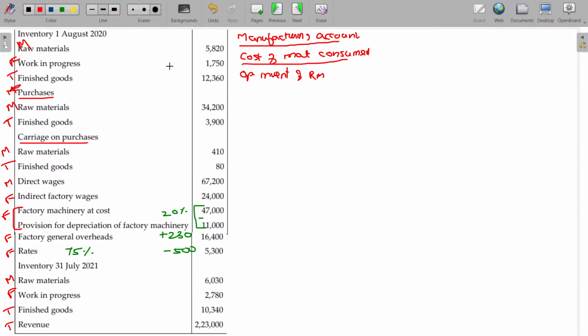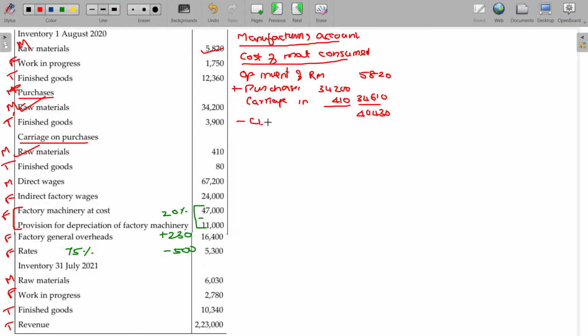Opening stock of raw materials 5,820. Add purchases. Purchases of raw material being 34,200, and carriage on purchases should be addable. Carriage in 410 should be addable. So purchased item value being 34,610. Now the total value being 40,430.